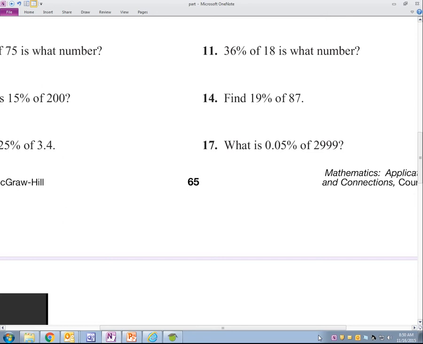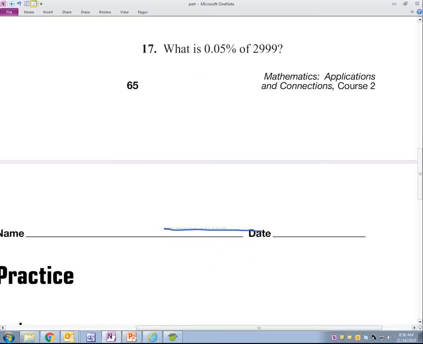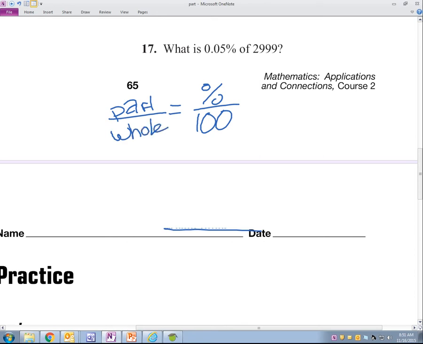Let's see if there's one like that on the homework. Yeah, there is a fraction. Sure. Yeah, we got 5 minutes. Let's do this one. Yay. What is 0.05% of 2,999? I set up my proportion. It does look scary, but we can do it. I'm glad you guys are so confident about this.